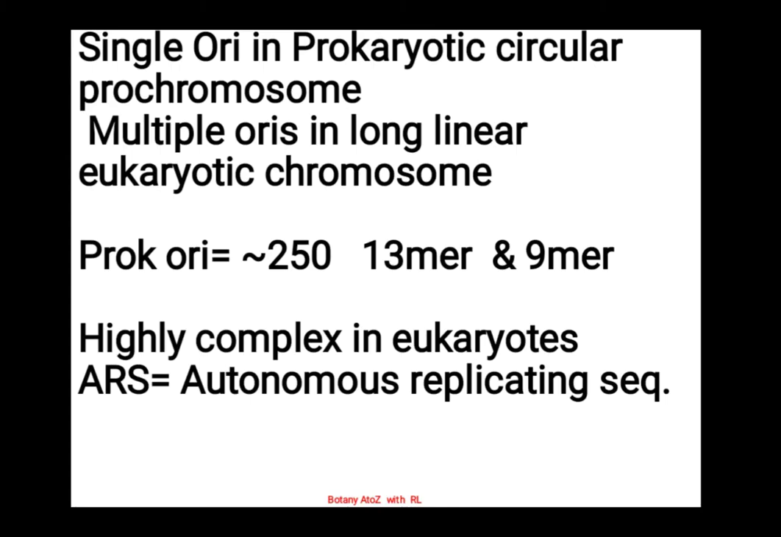In eukaryotes, the origins of replication are complex. Although the size of every individual ORI is not that large, they are complex in terms of the sequences. And usually ARS is used for ORI, for origin of replication in eukaryotes. For example, yeast ARS, autonomous replicating sequences.